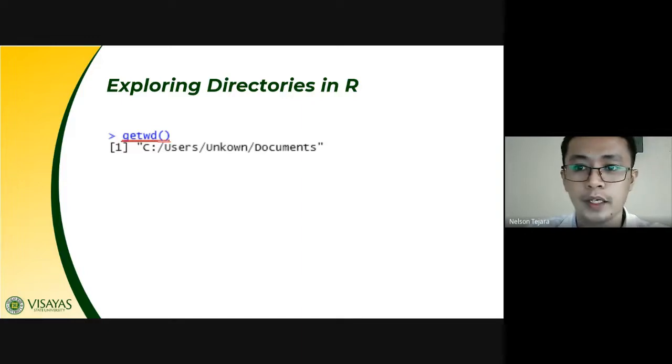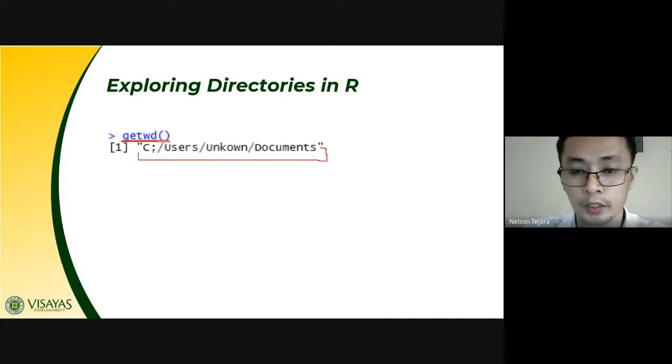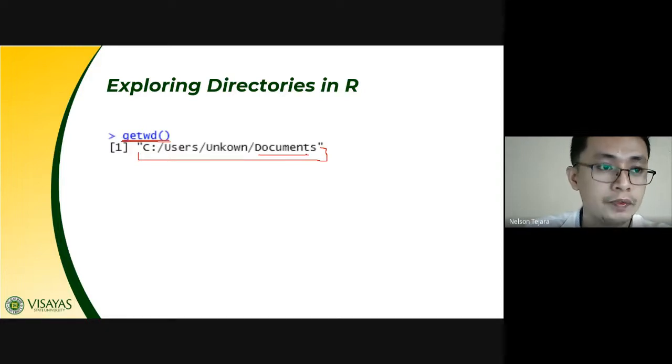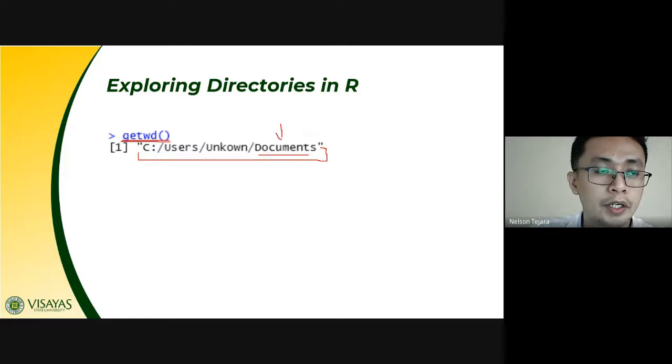And after pressing enter, it will display the file location that you are currently using. So if you can see here, you are under the documents folder. If you take a look in your documents folder, that's where RStudio is working. So from the documents folder, you can store your CSV file here for easy retrieval.